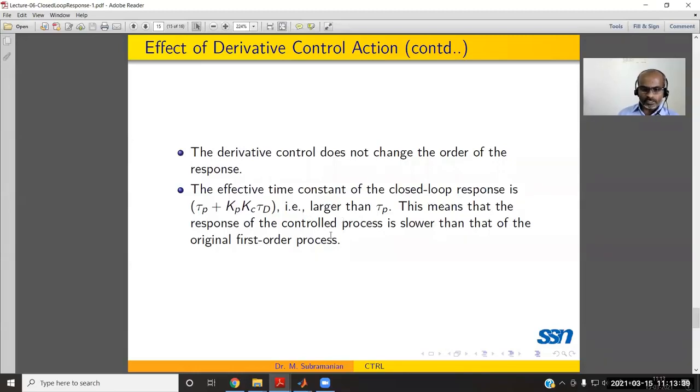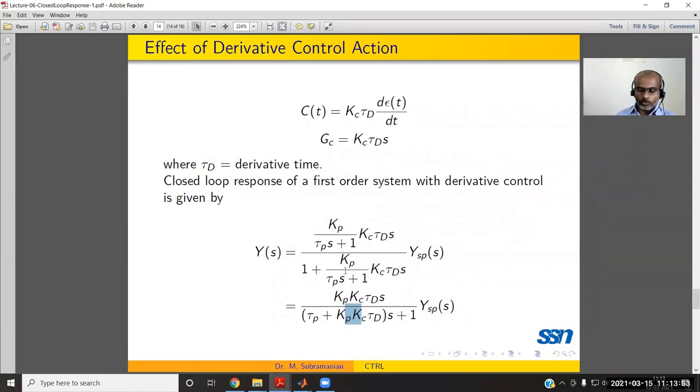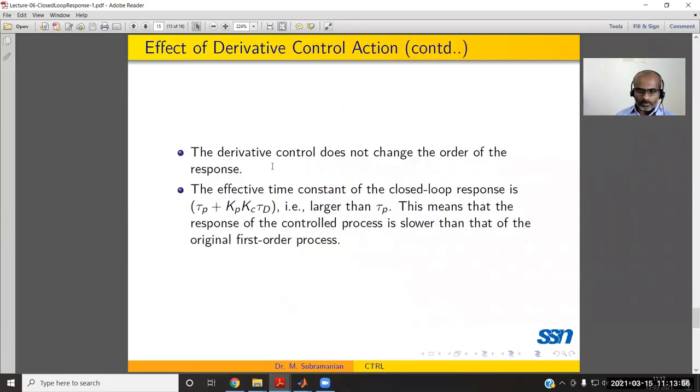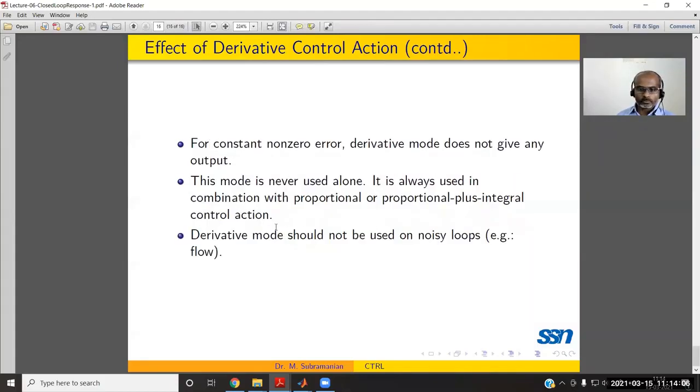Time constant increase means the response will be slower. Otherwise, with derivative action, derivative mode, we'll see the response becomes slower. There is a final result with this derivative mode of the controller. The order of the system doesn't change, and the response becomes slower. These two are the essential results with derivative action.